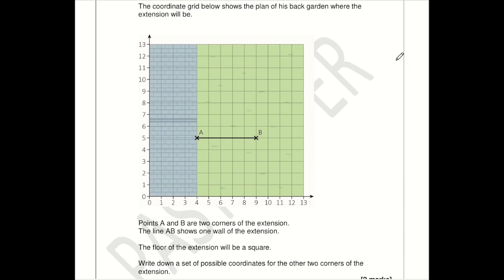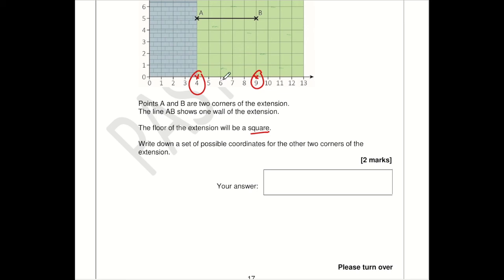Okay, so for this question we know that we're doing a square extension, and A and B represents one line of this extension, and this line is 1, 2, 3, 4, 5 along, so if it's a square it's got to be 5 up or also 5 down. Let's go down. 1, 2, 3, 4, 5. So another corner will be here and another corner will be here. So these are two coordinates. So we always do the horizontal first, so that is 4, 0 and 9, 0.